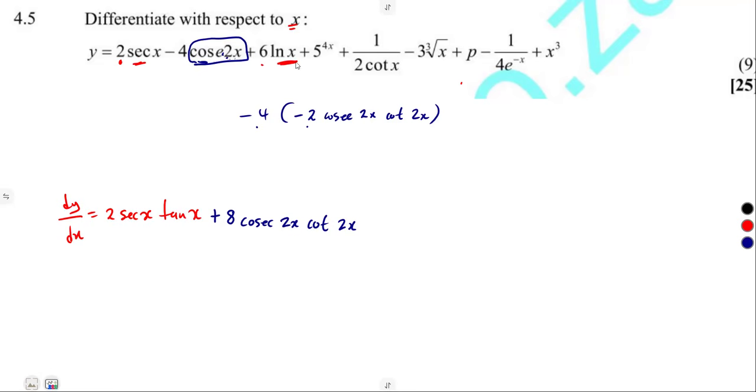6 ln of x. The derivative of ln of x is 1 over x, times 6. So that's 6 over what? That's 6 over x, just like that.